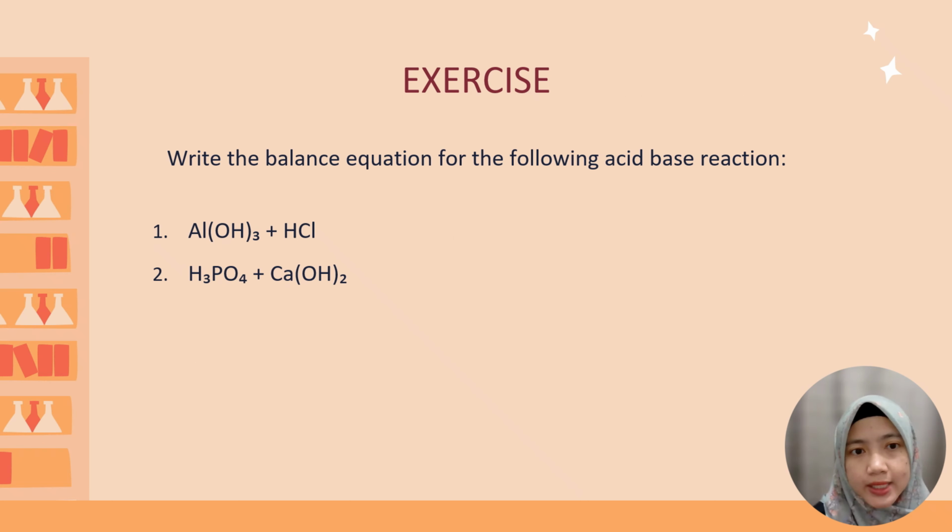Next, you can try this exercise. Write the balanced equation for the following acid-base reactions. Number 1, it is between aluminum hydroxide and hydrochloric acid. And number 2, it is between phosphoric acid and calcium hydroxide.